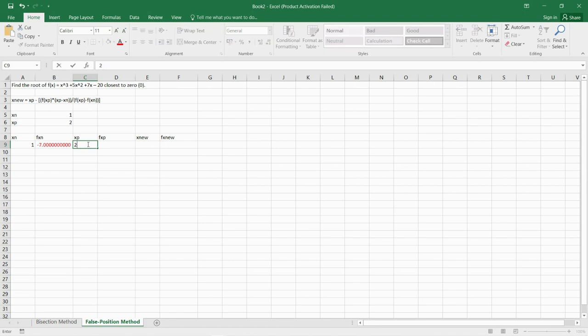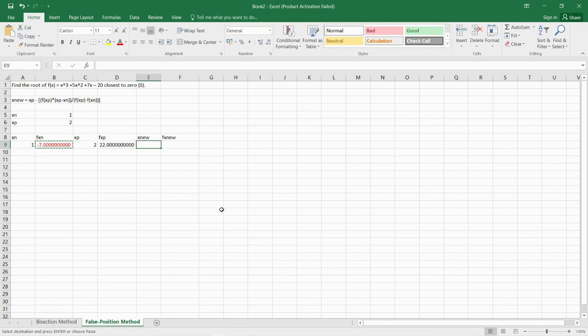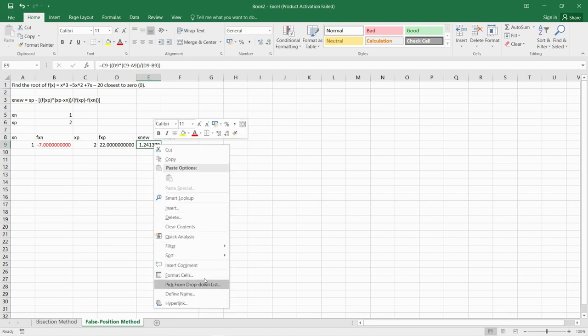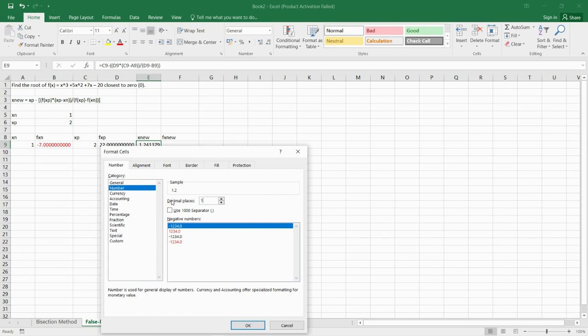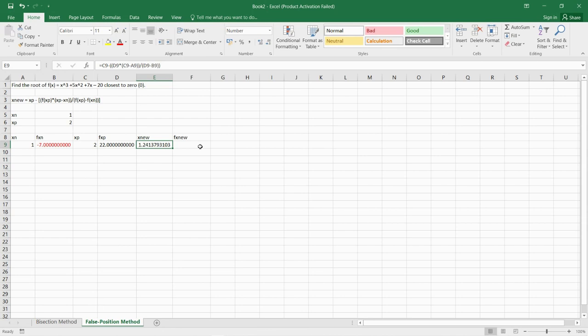And then our xp is 2. Then let's copy our function. Then from the formula, our x nu will be xp minus quantity f of xp times xp minus xn over f of xp minus f of xn. Then let's change the format. Then let's copy this.